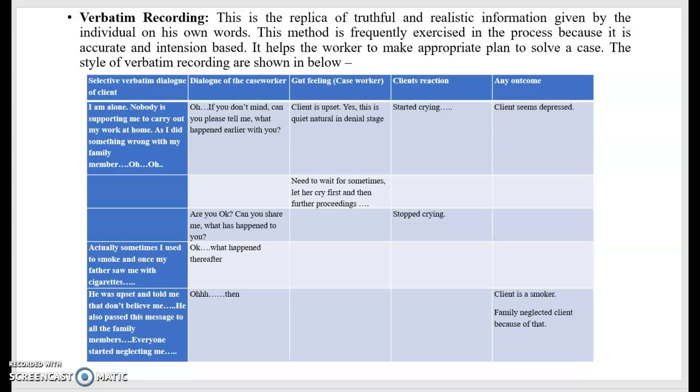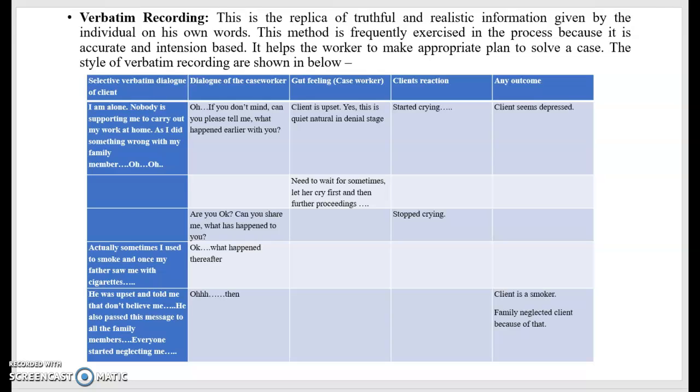"Actually, sometimes I used to smoke, and once my father saw me with cigarettes." That is the client's feeling. Then the caseworker: "Okay, what happened thereafter?" Then the client again started sharing. "He was upset and told me that don't believe me. He also passed this message to all the family members. Everyone started neglecting me." Then the outcome: the client is a smoker, and the family neglected the client because of that.